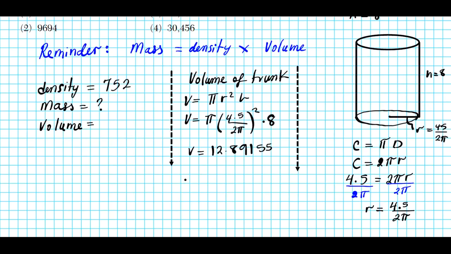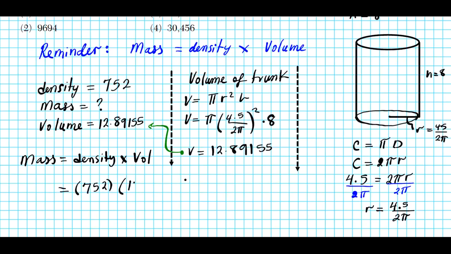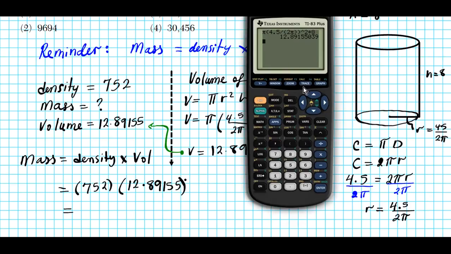Okay, so we're going to take this value and plug it right here. So our volume is 12.89155. Let's go ahead and find out what the mass is. So the mass is equal to, let's write down the formula again, density times volume. Density is 752. Volume is 12.89155. We'll find the product using our calculator again.